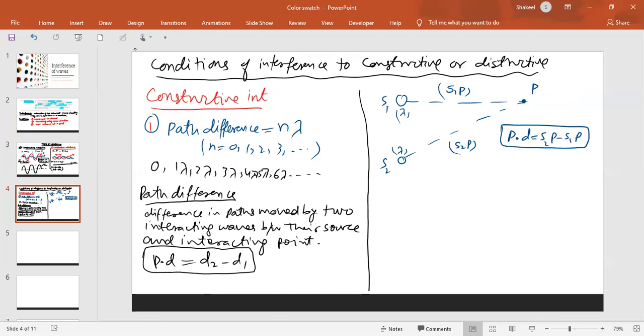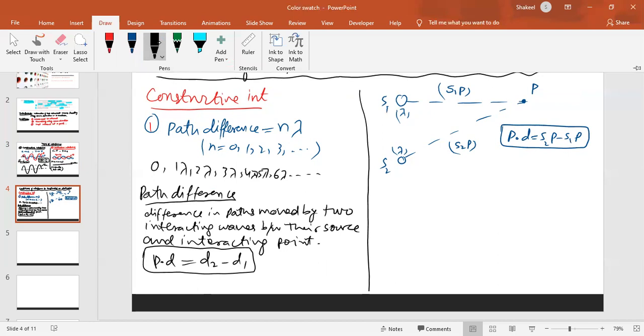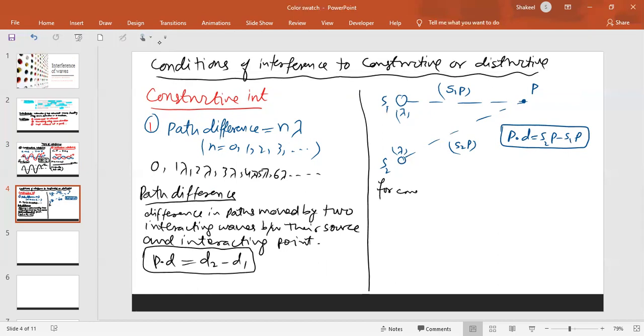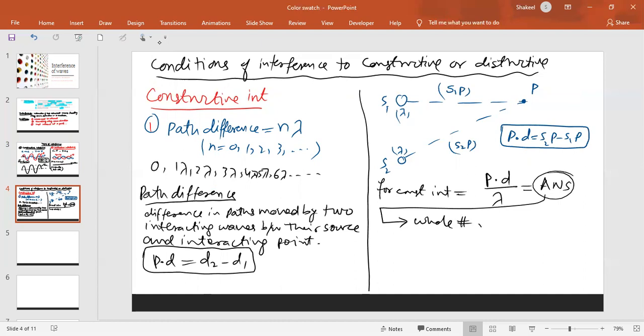And then for constructive interference, what you'll be doing is dividing this path difference by lambda, right? And if your answer is a whole number, then interference will be constructive. This is the condition for path difference.